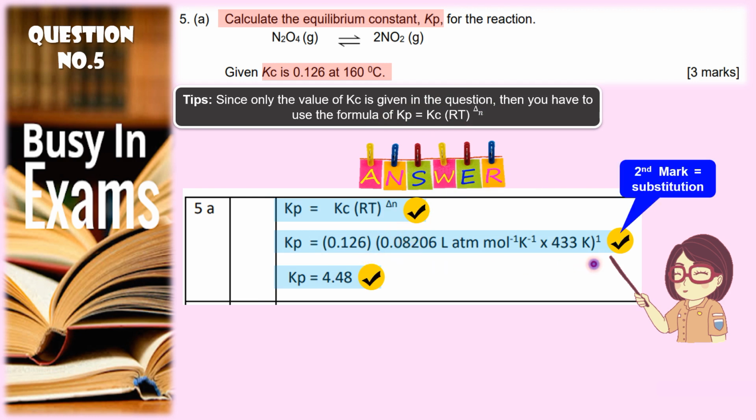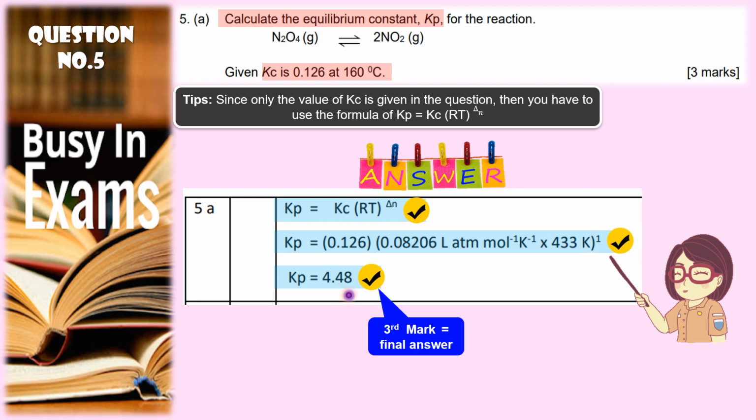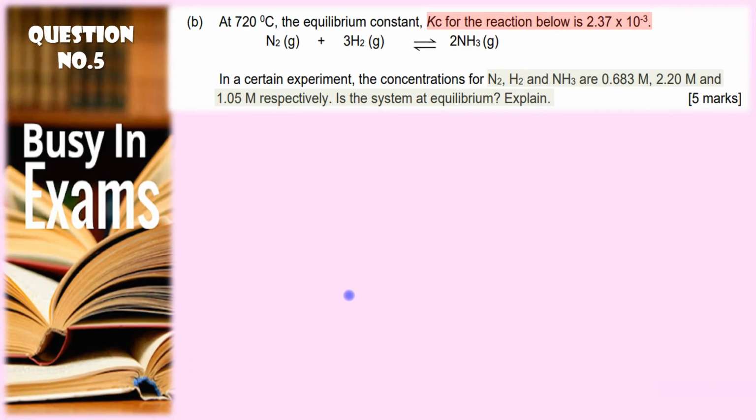Second mark, substitution. And please remember, convert from 160 degree Celsius into Kelvin. And then how to calculate the delta n? Delta n, remember, total mole of the product minus total mole of the reactant. So 2 minus 1 is equals to 1. And then you get the final answer for Kp is 4.48. And remember, final answer don't have any unit, Kp or Kc. Alright, next we move to B.